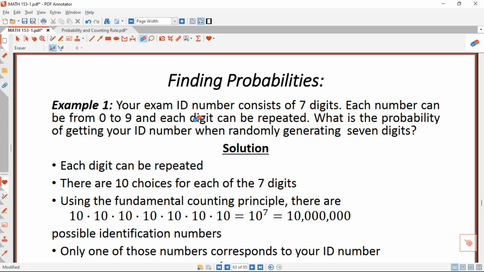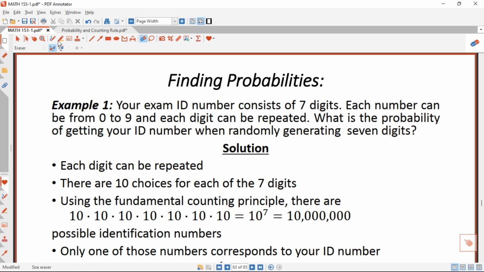So right now, since you have been able to treat the fundamental counting rule, the permutation rule, and the combination rule, we are going to apply these counting rules to solve probability questions. The first on my list here is, your exam ID number consists of 7 digits. Each number can be from 0 to 9, and each digit can be repeated. What is the probability of getting your ID when randomly generating 7 digits?